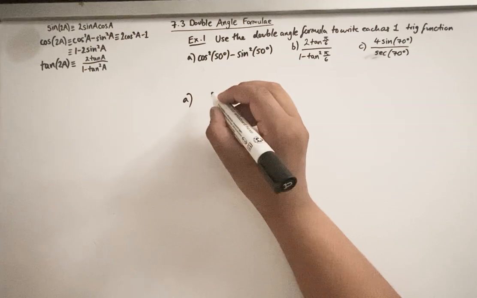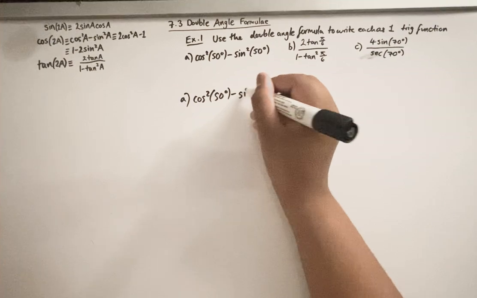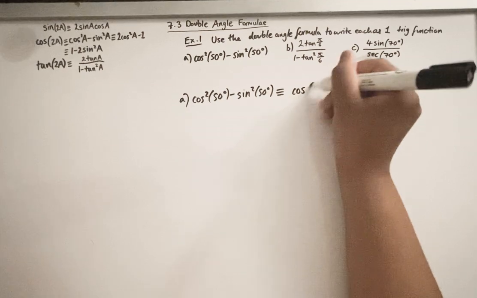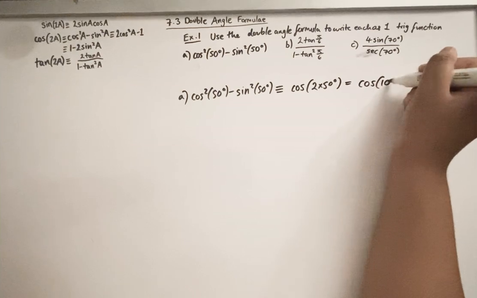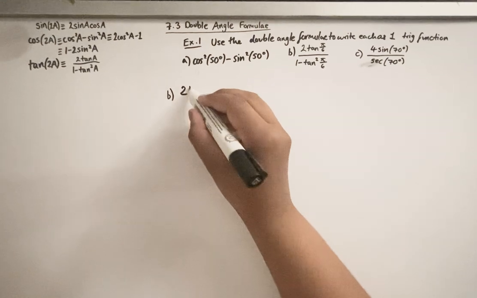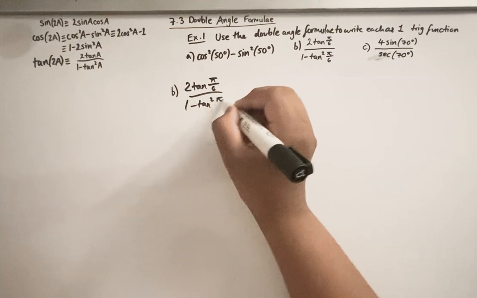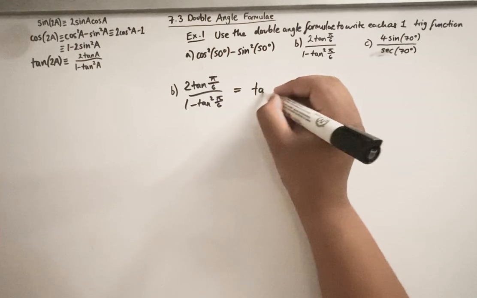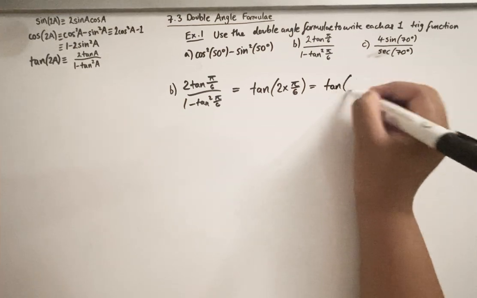For part A, we know that cos squared of 50 degrees minus sine squared of 50 degrees is the same thing as the cos of 2 times 50 degrees, which is equal to cos of 100 degrees from this formula. For part B, 2 tan of pi over 6 over 1 minus tan squared of pi over 6, using the double angle formula for tan, is going to be equal to the tan of 2 times pi over 6, which is tan of pi over 3.